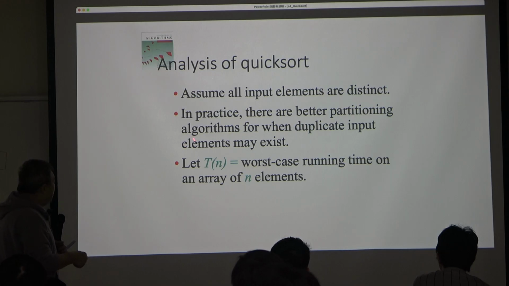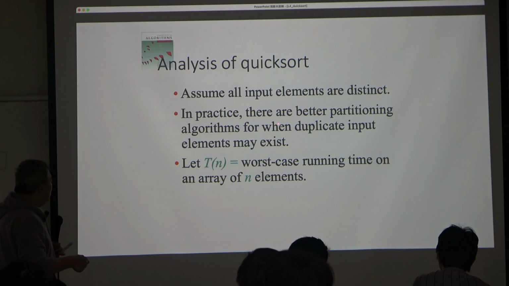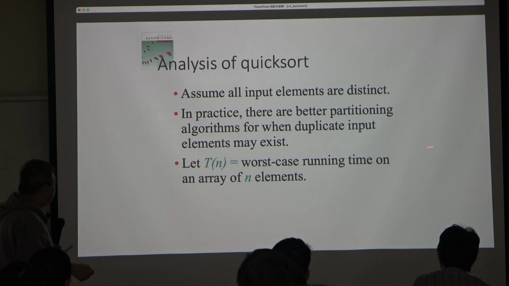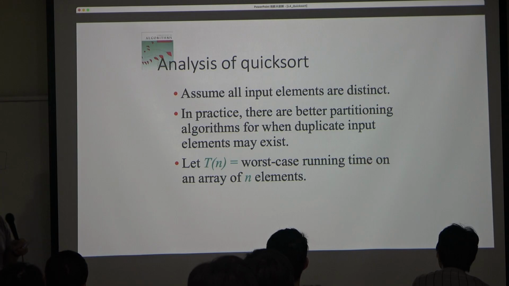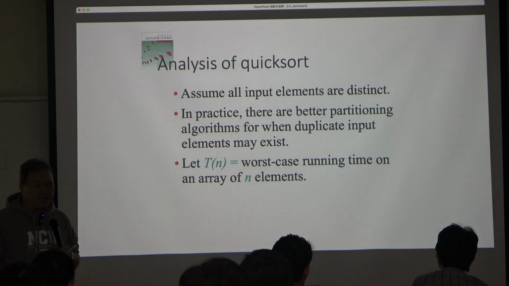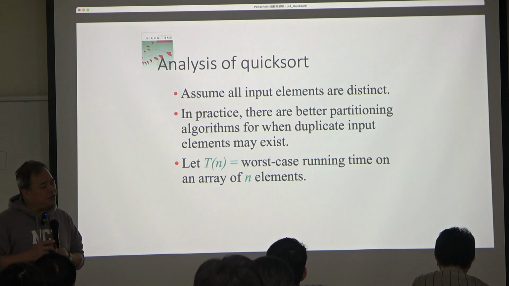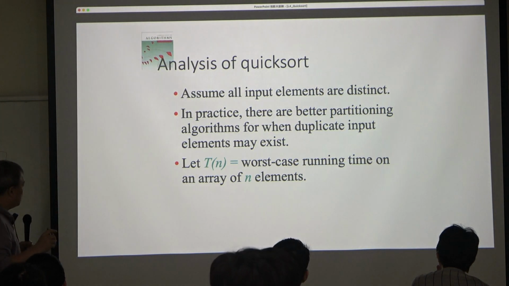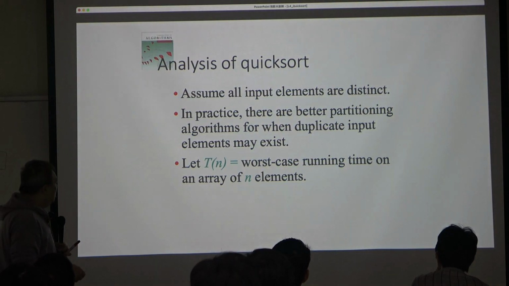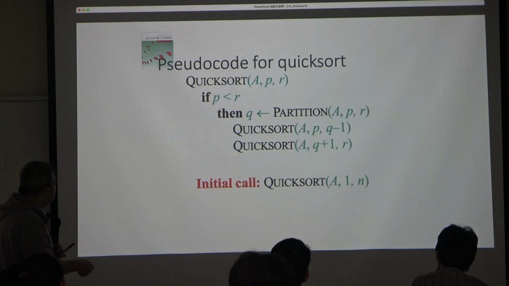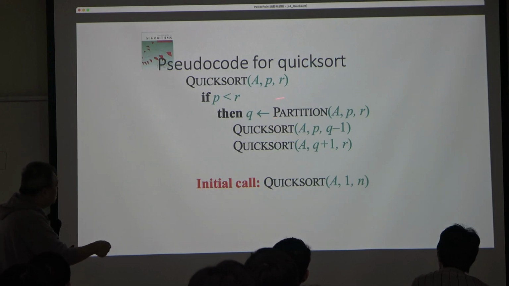Okay, so in practice, there are better partitioning algorithms for when duplicate input elements may exist. Actually, there is an exercise in the textbook that talks about this. You could try to think about why having many duplicates helps with the partitioning. In other words, because you can see that most of the complexity for quicksort is spent on the partition procedure code.